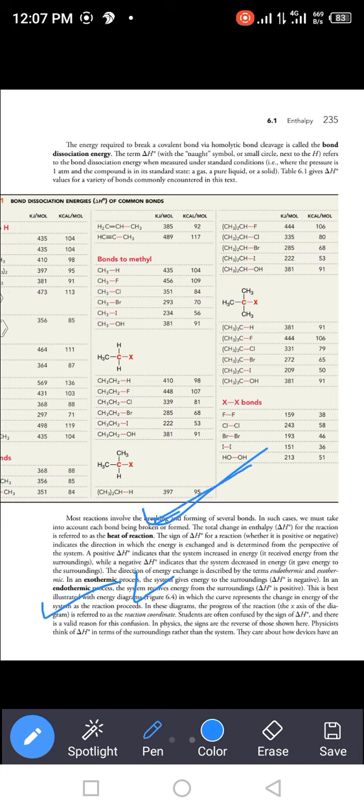So a negative heat of reaction means an exothermic reaction. When the heat of reaction is negative, it is an exothermic reaction, and when the heat of reaction is positive, we will say it is an endothermic reaction. So any type of reaction, endothermic or exothermic, in fact involves endothermic and exothermic processes. These processes add up, and the overall heat of reaction is obtained.